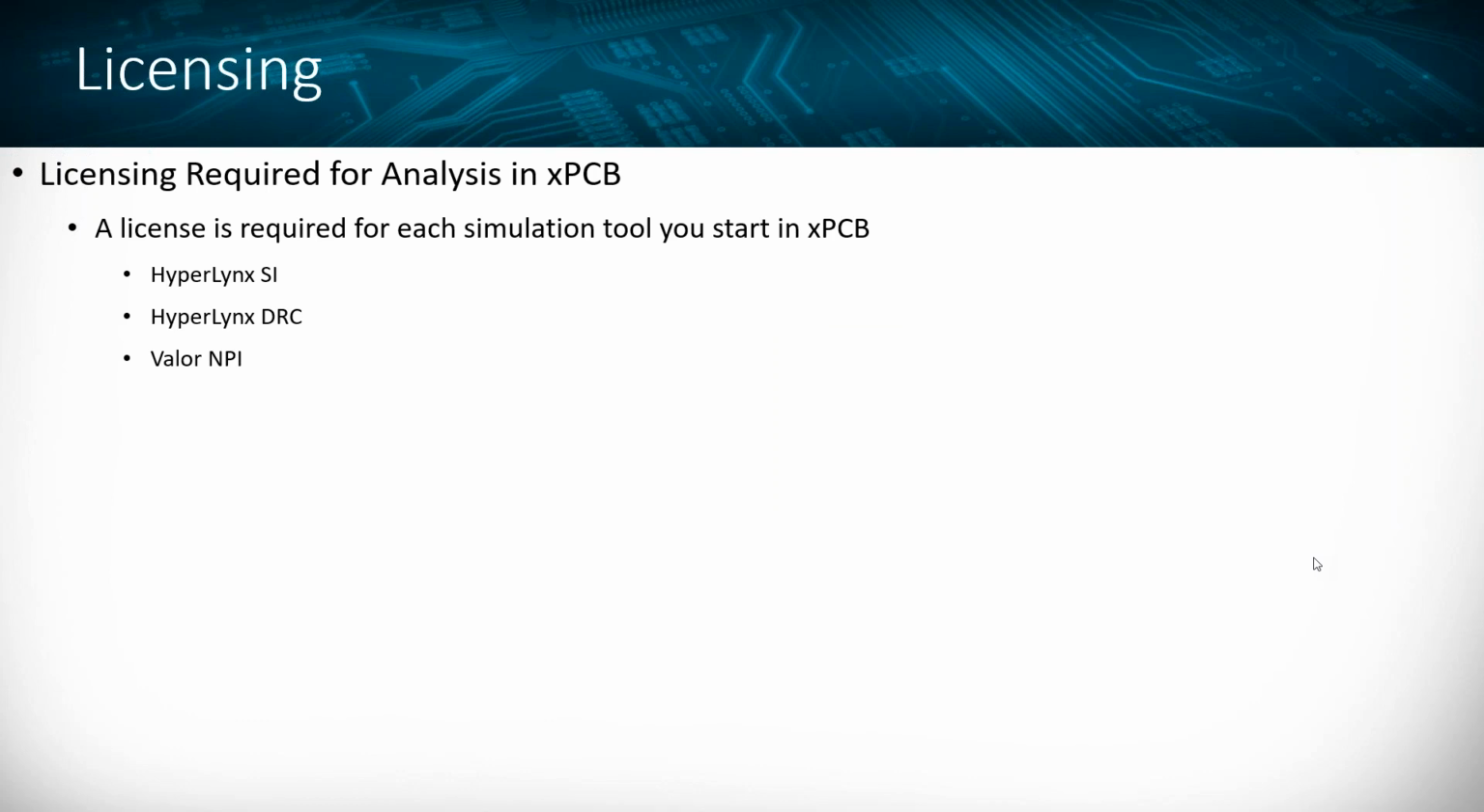A quick blurb about licensing. The licensing is required for all analysis done in Xpedition Layout. Okay, so if you're running HyperLynx PI rules, you'll need that HyperLynx SI or PI license, and then you'll need a HyperLynx DRC or Valor NPI license if you are running those rules.